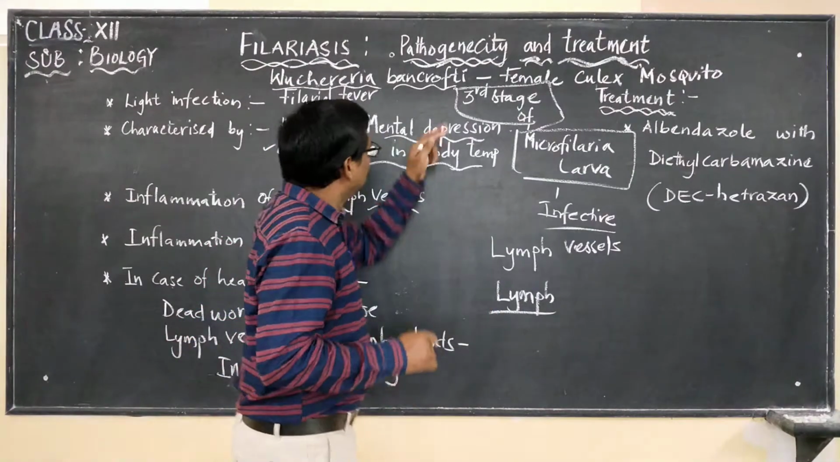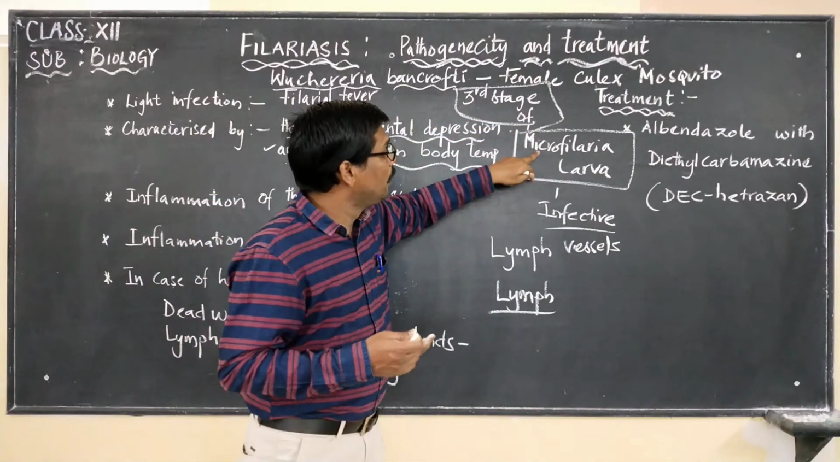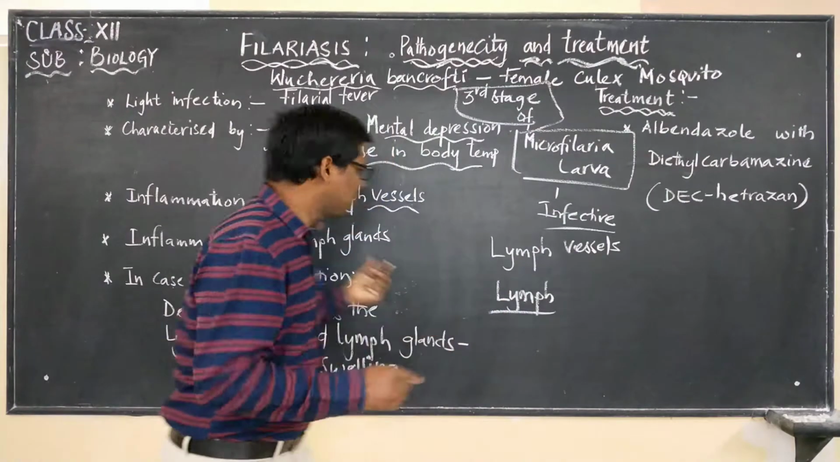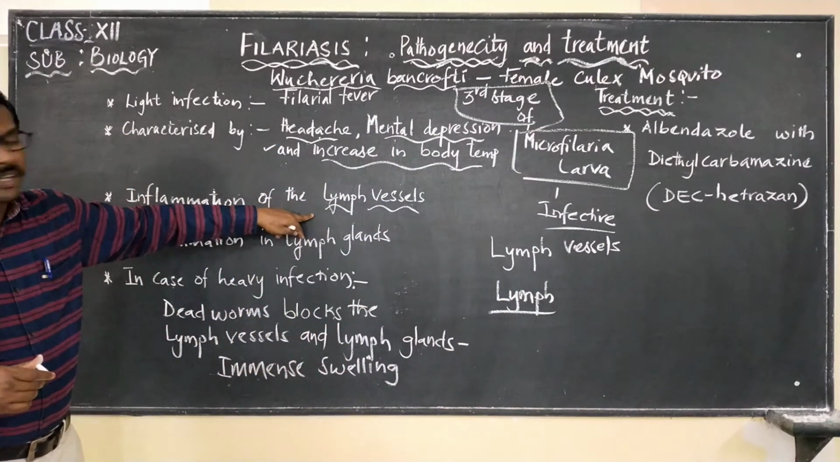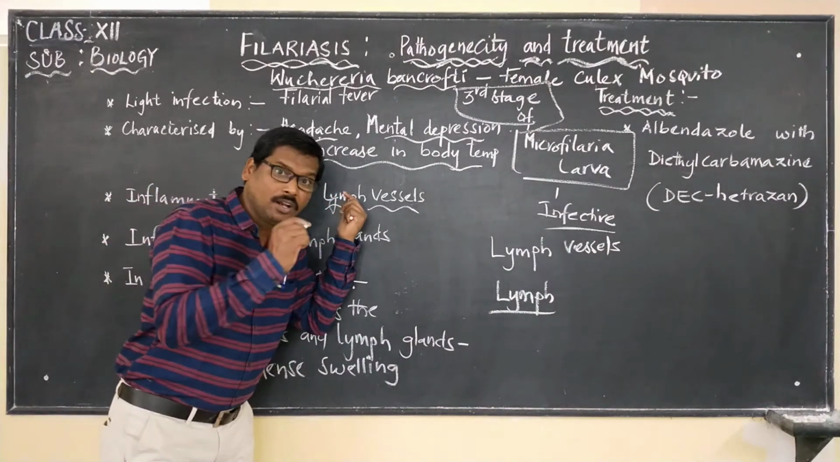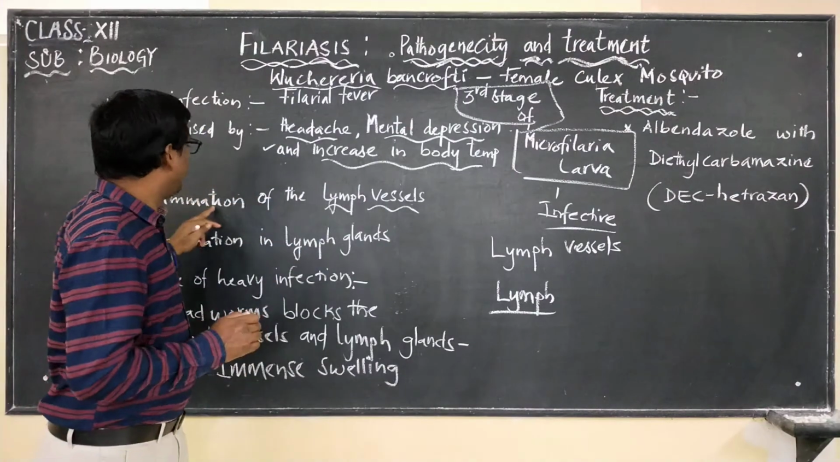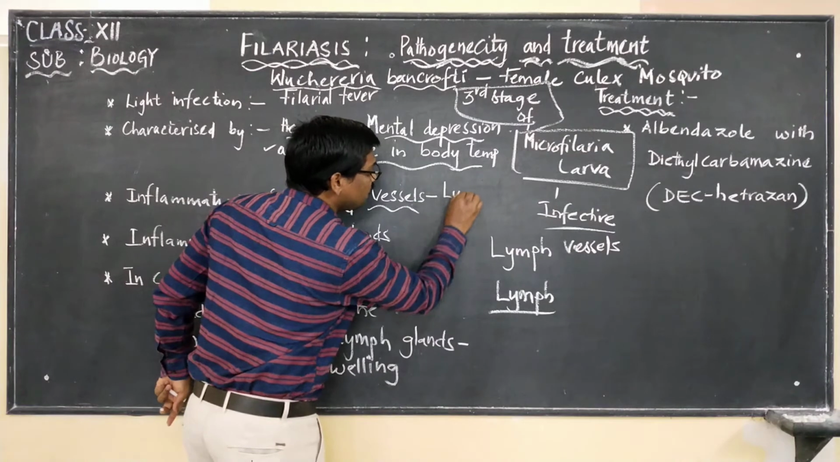So once this Wuchereria bancrofti, which is in the third stage microfilarial larva, is present in the lymph, it leads to what? Inflammation of the lymph vessels. There is one term that we have to remember for inflammation of the lymph vessels: lymphangitis.